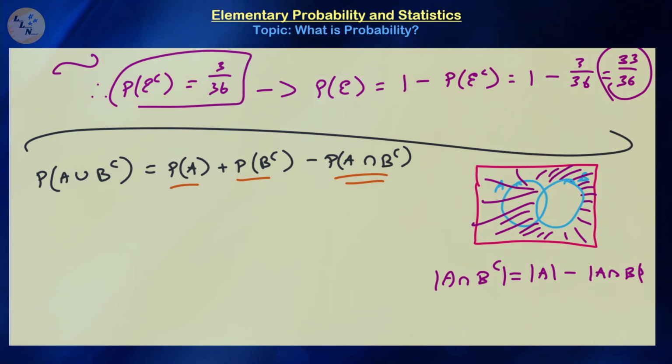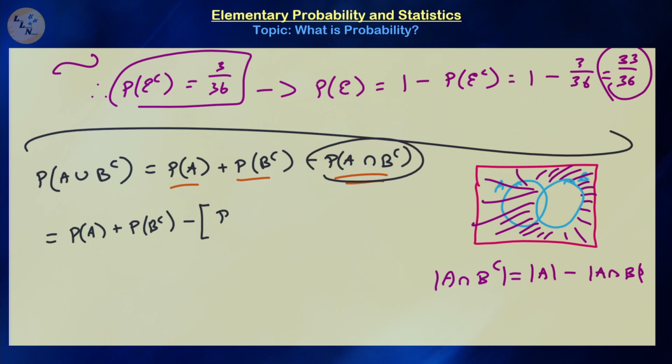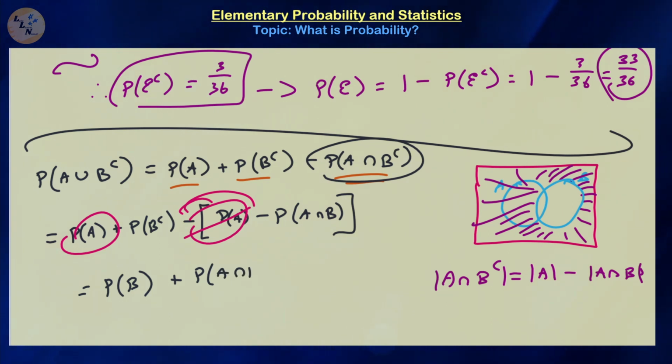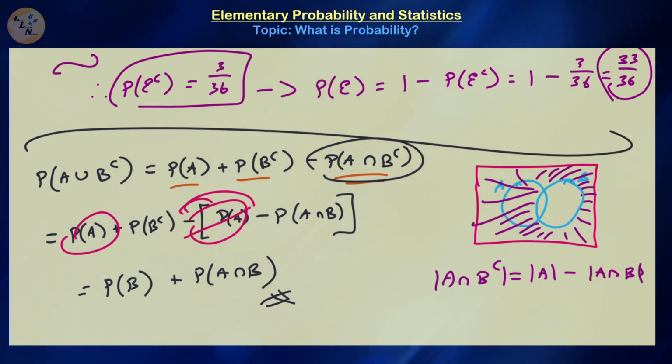So if that is the case, how are we going to deal with the probability of A plus the probability of B complement? That's equal to the probability of A minus the probability of A intersection B. Then we can distribute this negative sign, our probability of A's will cancel, and we're left with the probability of B plus the probability of A intersection B. That's the probability of A union B complement, and you can apply this to many problems. So those are some very important and commonly used properties associated with basic probability theory.